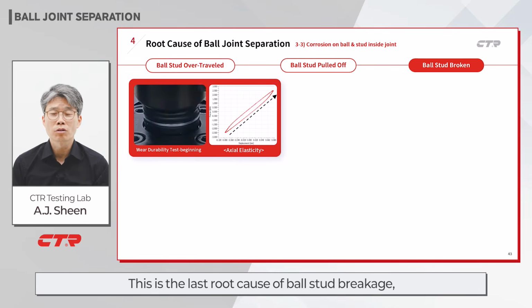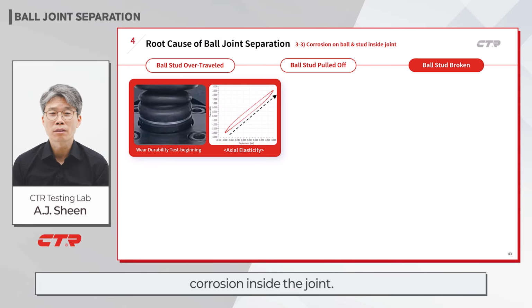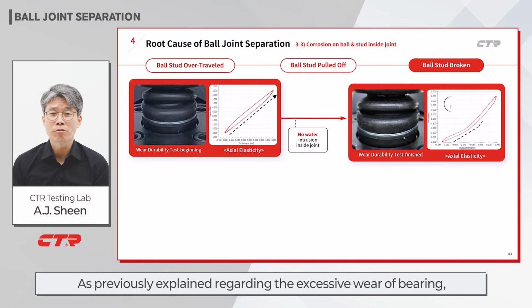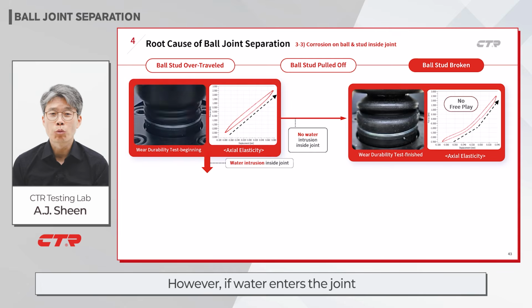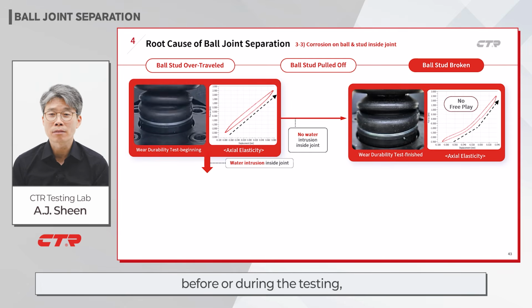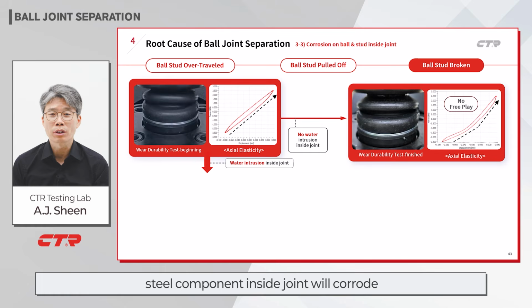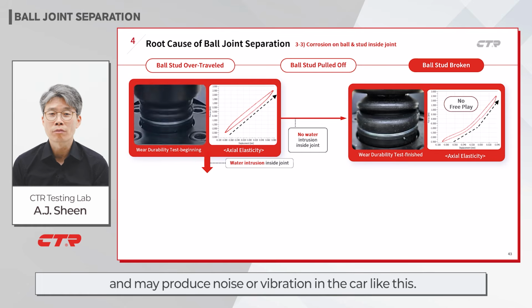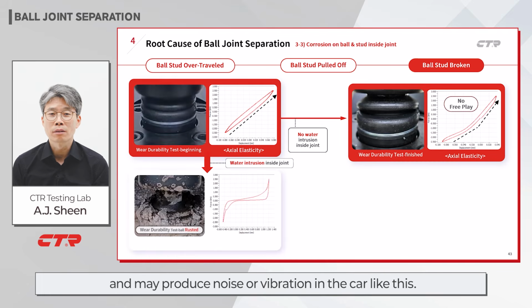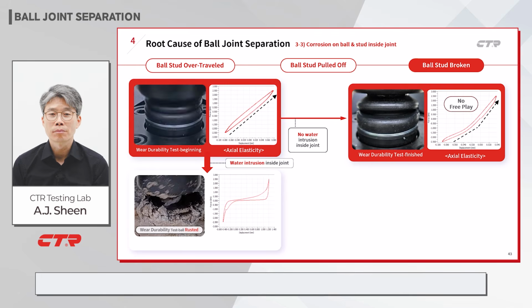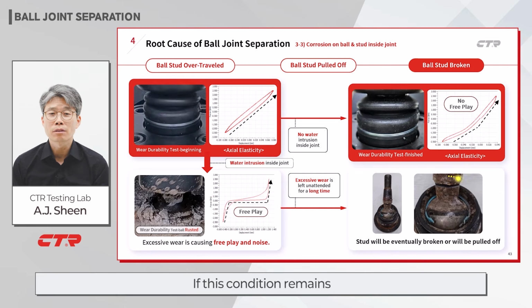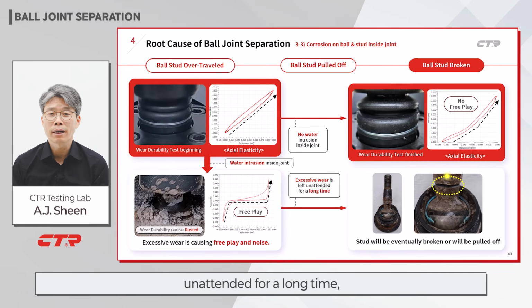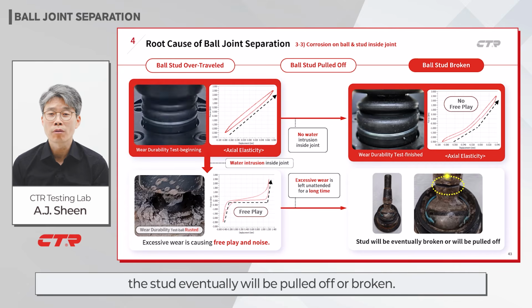This is the last root cause of ball stud breakage, corrosion inside the joint. As previously explained regarding the excessive wear of the bearing, the end travel curve should be linear at the beginning. However, if water entered the joint before or during the testing, steel components inside the joint will corrode and may produce noise or vibration in the car, like this. If this condition remains unattended for a long time, the stud will eventually be pulled off or broken.